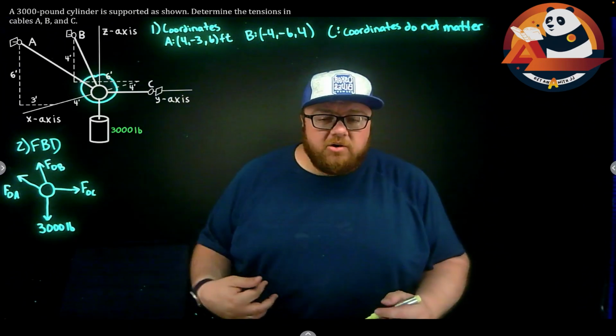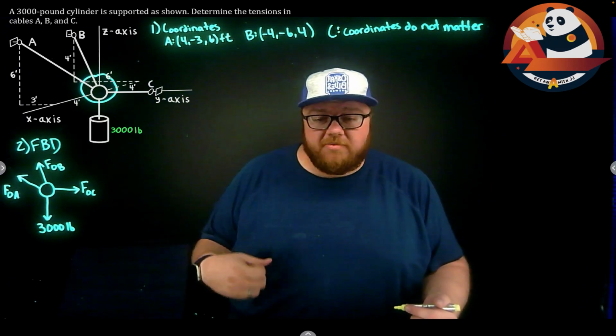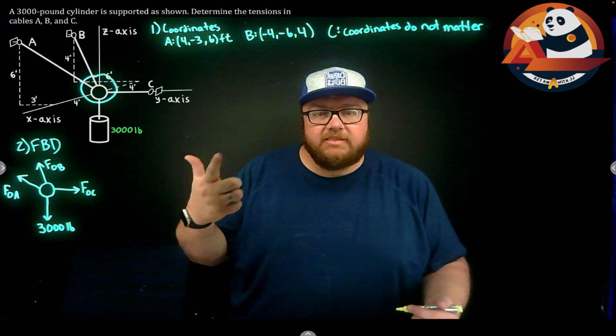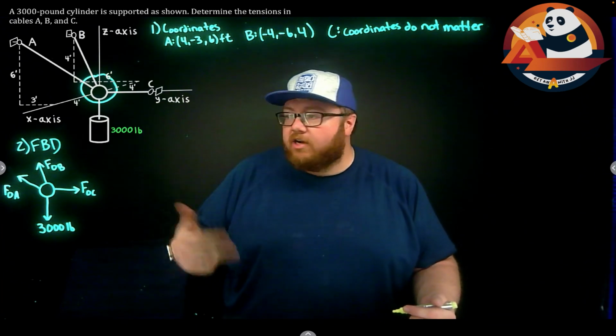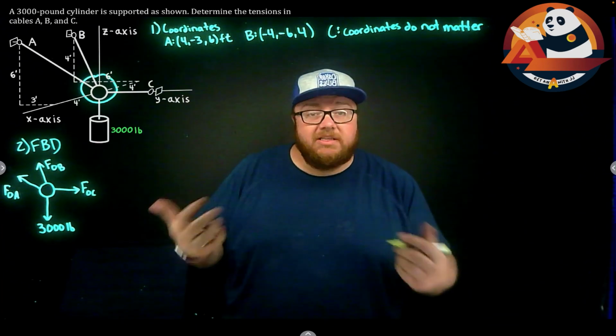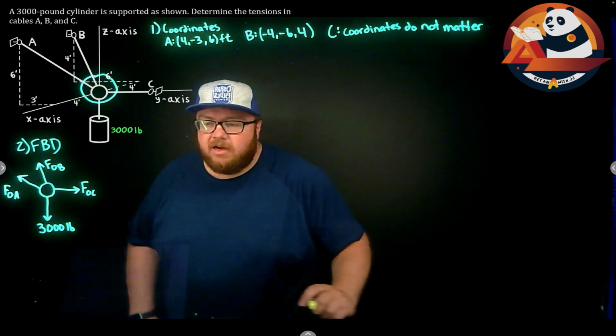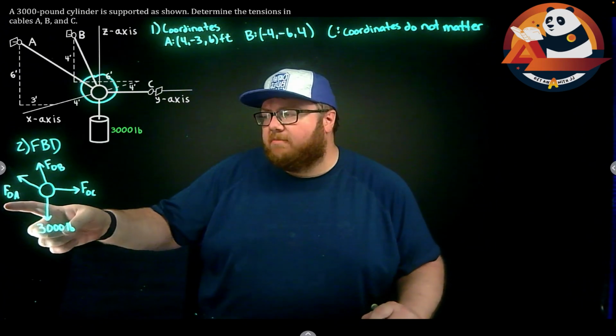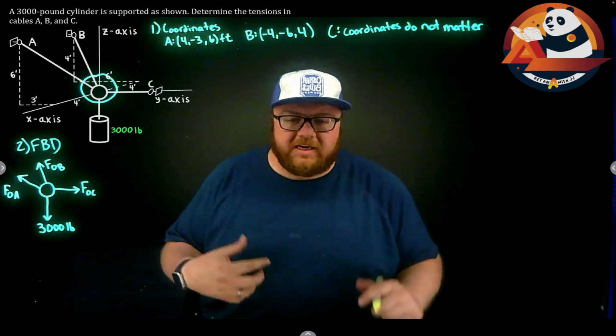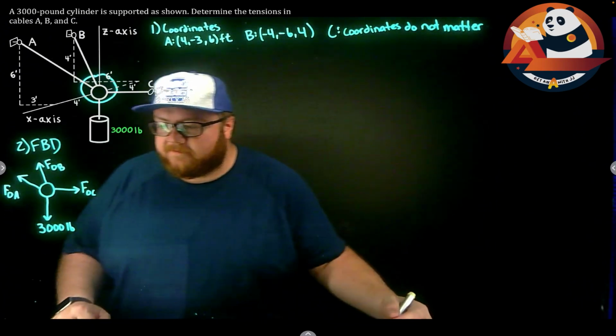With 3 unknowns, if I'm dealing with 3D particle equilibrium, I can sum forces in the X, in the Y, and in the Z directions, which means I really have 3 equations. I can find 3 unknowns. This will be a solvable problem. But let's get those set up, because then we can start naming all of our vectors to match this OA, OB, OC nomenclature.